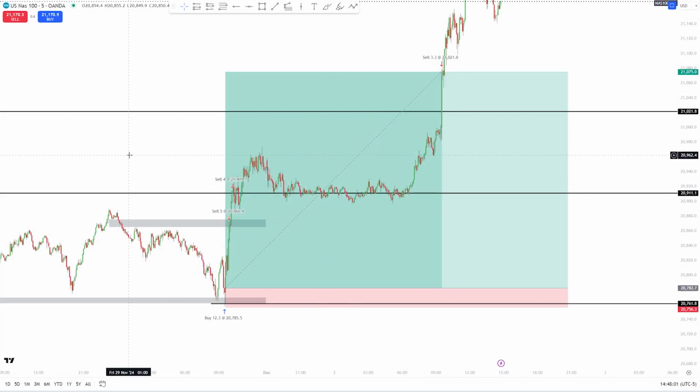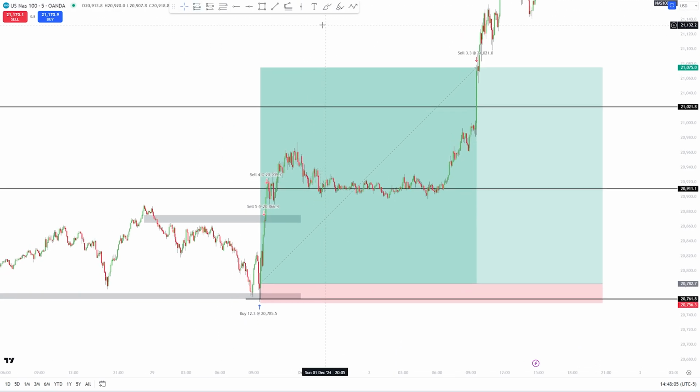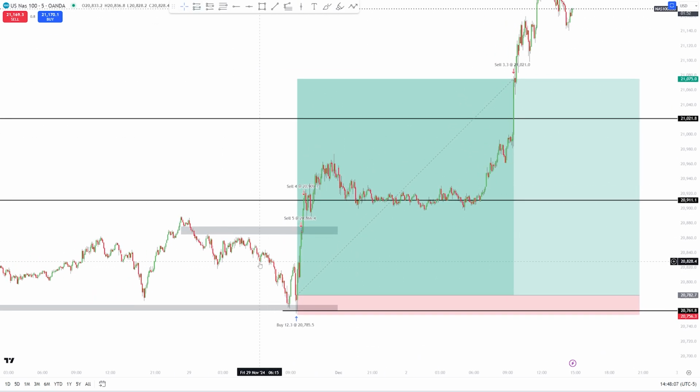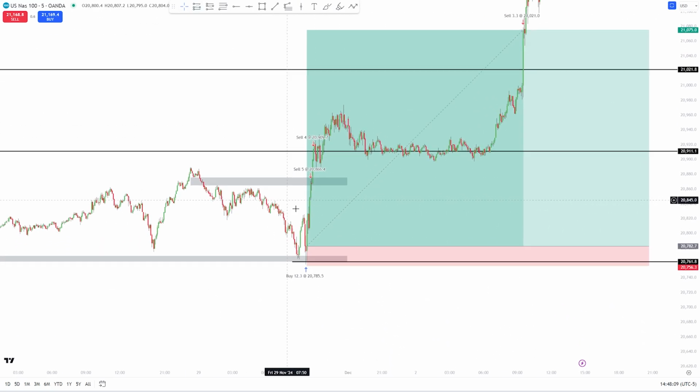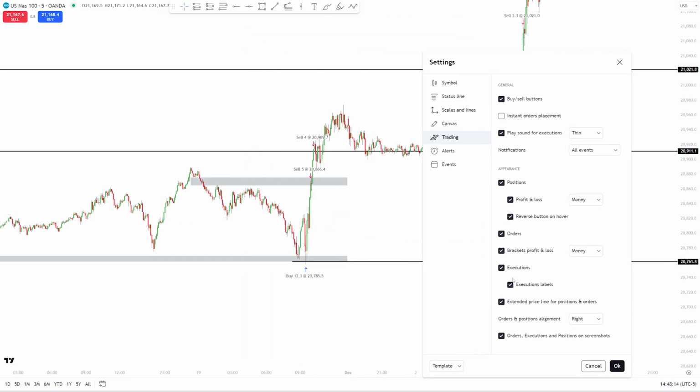Hello everybody, welcome back. As you can see on the screen, this trade was in fact taken, and it was not Photoshop, was not fake. And you can see all these executions here on TradingView. Again, just to prove, these are real executions.